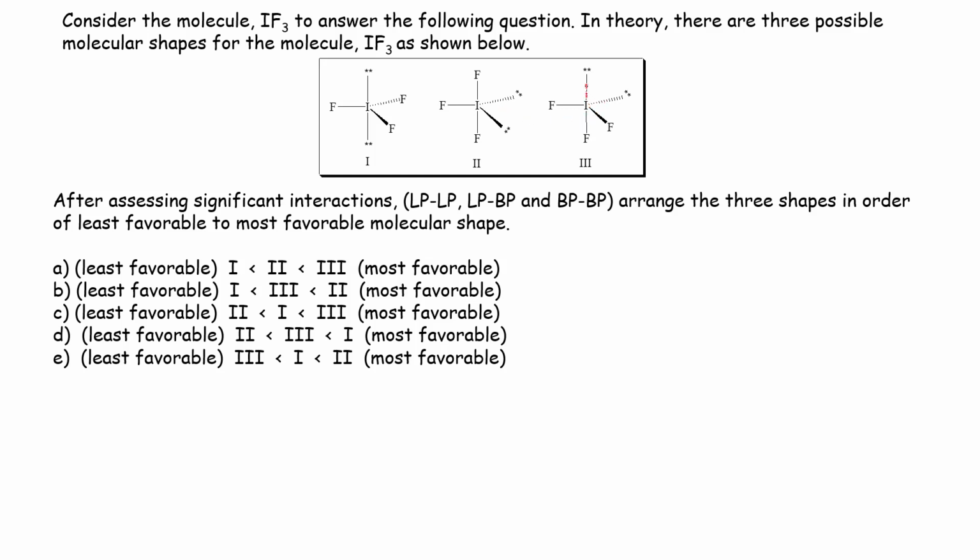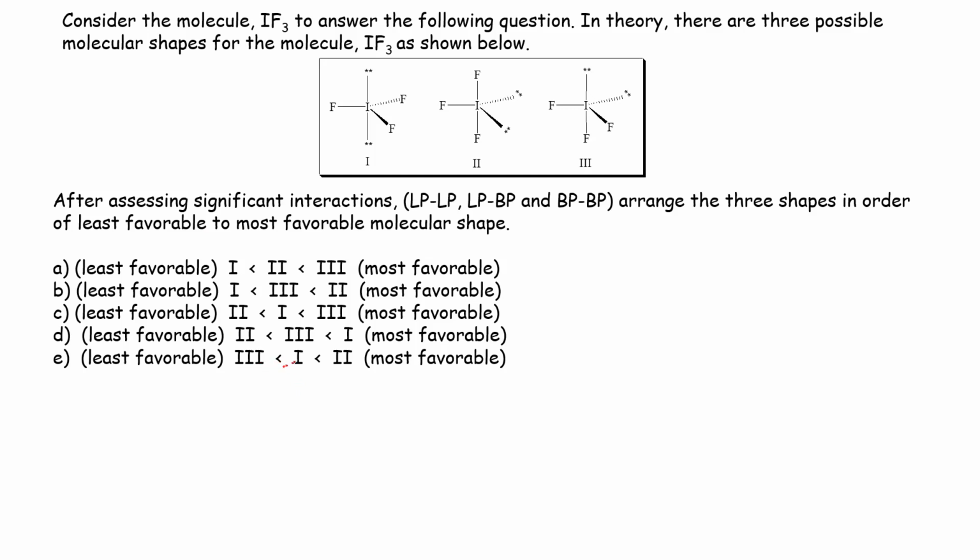However, in shape 3, the angle between these 2 lone pairs is 90 degrees. That's axial, that's equatorial, that's perfectly 90 degrees right here, this angle. So there is a lone pair interaction in structure 3, and no lone pair interactions in shapes 1 and 2. So therefore, 3 should be the least favorable one. Least favorable should be the one listed first, and now we already know E should be the answer based on that assessment.